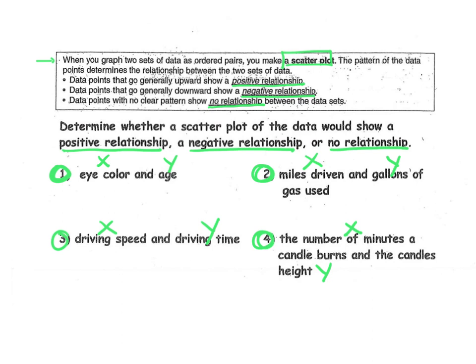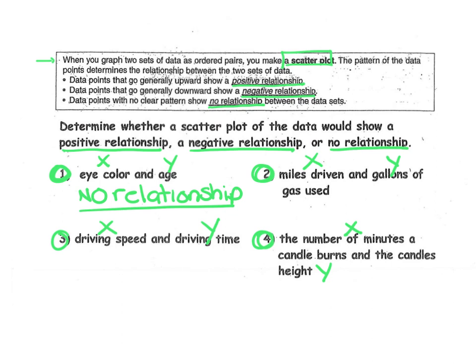Figure out the 4 of these on your own, and when you're ready, turn the video back on for an explanation. For number 1, clearly there is no correlation or no relationship between eye color and age.